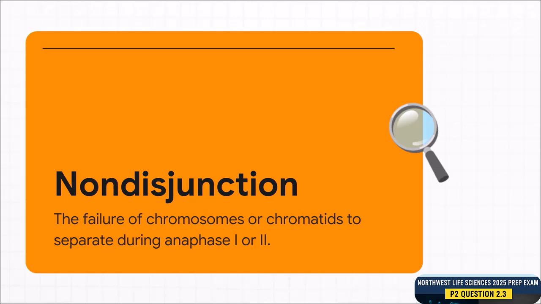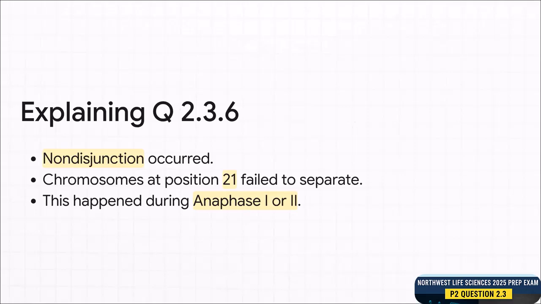It really shows you how incredibly important it is for this process to work perfectly every single time. So, to bag those full 2 marks, you need a 3-part answer. Ready? Point 1, you have to use the word non-disjunction. Point 2, you have to say that it was the chromosomes at position 21 that failed to separate. And point 3, you have to mention that this mistake happens during anaphase, either I or II. You hit those 3 points, and that's a guaranteed perfect answer.